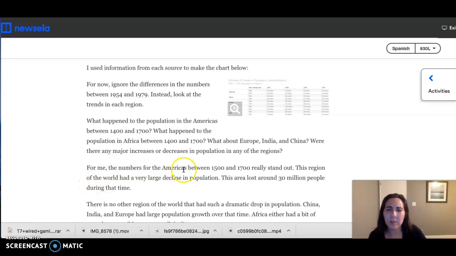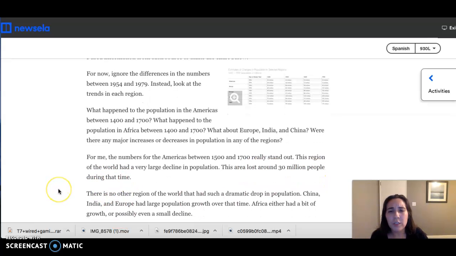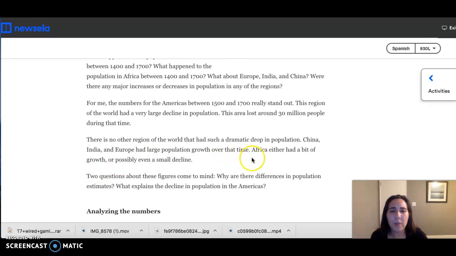For me, the numbers for the Americas between 1500 and 1700 really stand out. This region of the world had a very large decline in population. This area lost around 30 million people during that time. There's no other region of the world that had such a dramatic drop in population. China, India, and Europe had large population growth over that time. Africa either had a bit of growth or possibly even a small decline.